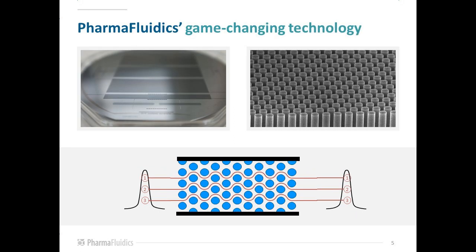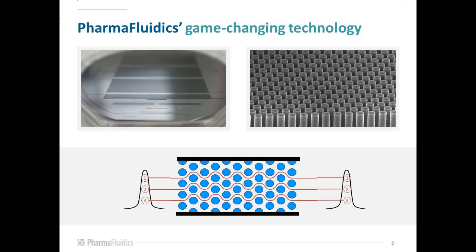PharmaFluidics uses a fundamentally different approach to fabricate their chromatographic columns. Instead of using particles that are packed into a tube or capillary, the backbone of the stationary phase is designed in a similar way that electronic circuits or sensors are designed. State-of-the-art lithographic techniques, followed by silicon etching, are used to realize microfluidic channels in a silicon wafer. These channels are filled with accurately positioned, ordered arrays of pillars, which form the backbone of the stationary phase.